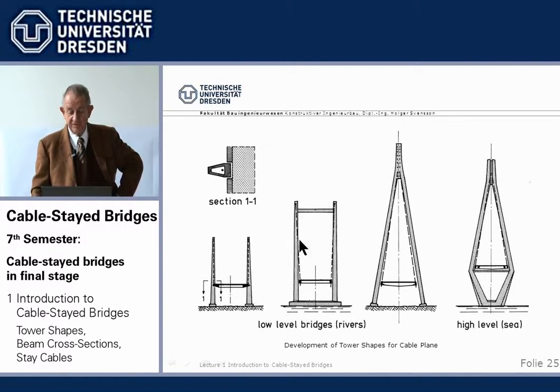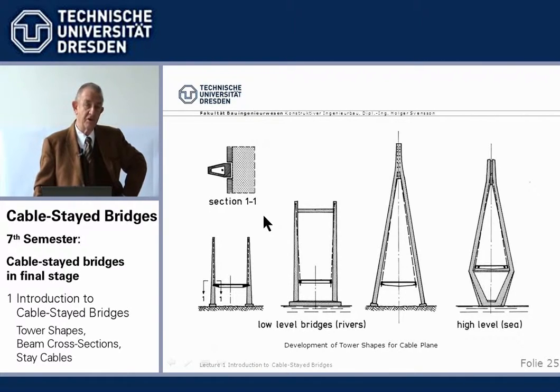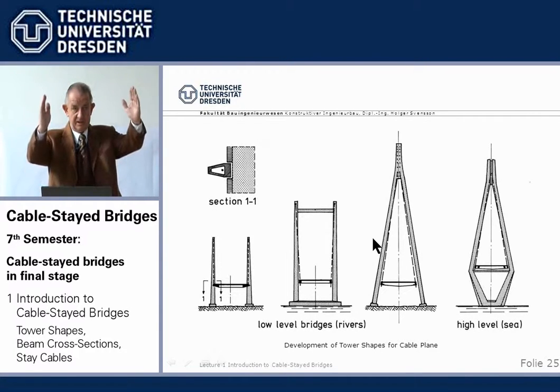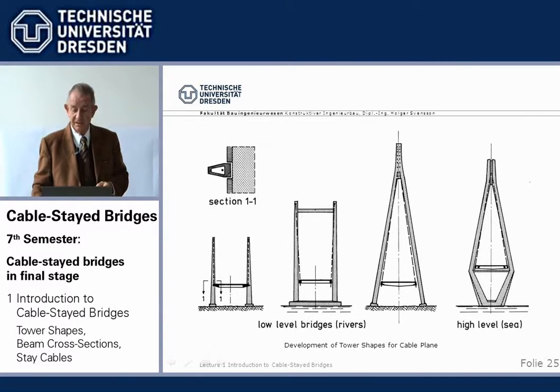If the bridge becomes longer, we connect the posts with a cross girder, with a strut here, and then we have a frame tower. If the spans become longer, we can lean the two legs toward one another into a so-called A-tower, which can still have two inclined cable planes, which has advantages in torsional stiffness, we will see later.